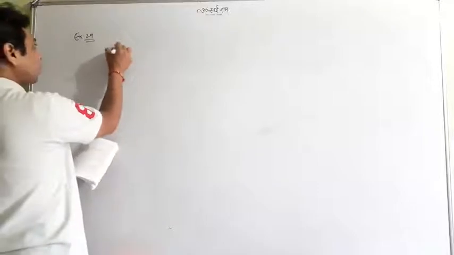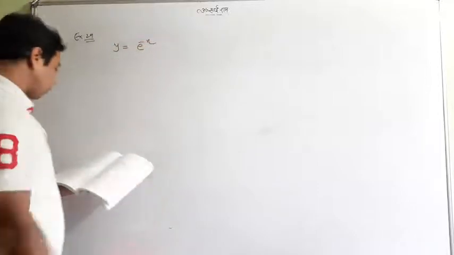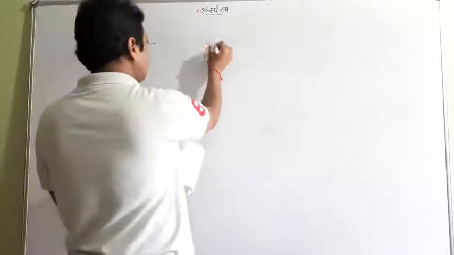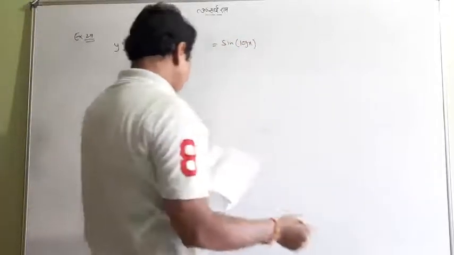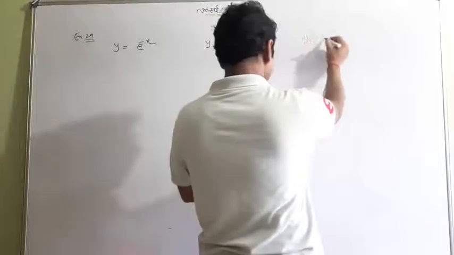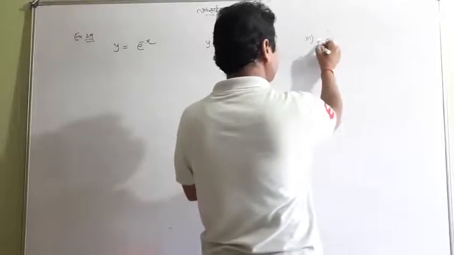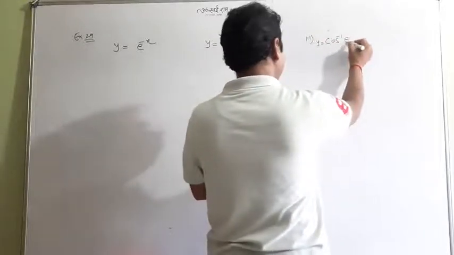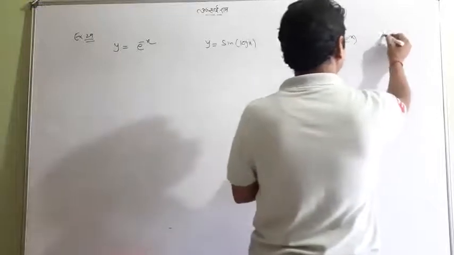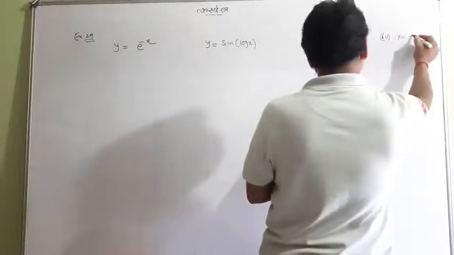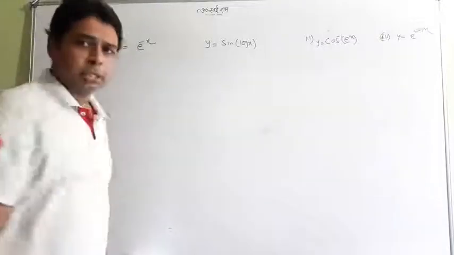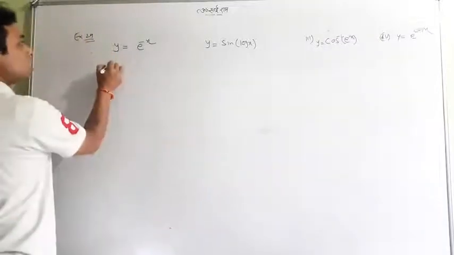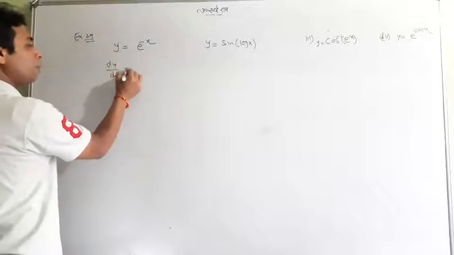First, suppose the question is e to the power minus x. Second, the question is y is equal to sine of log x. Third, suppose, cos inverse of e to the power x. And the fourth question is e to the power cos x. All these are very familiar questions, but now it should be your habit to know what is the differentiation of e to the power minus x.